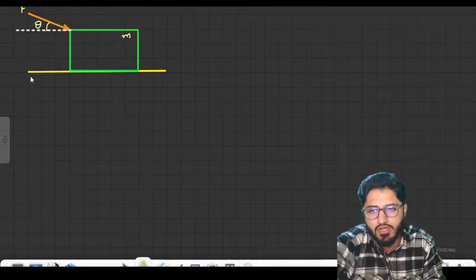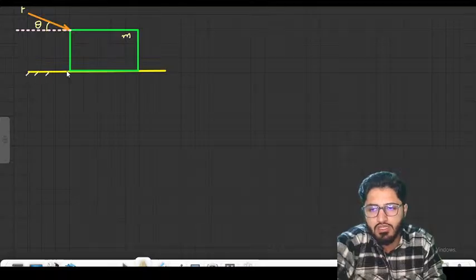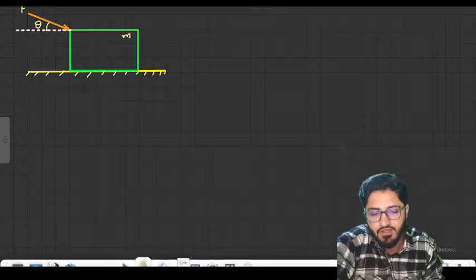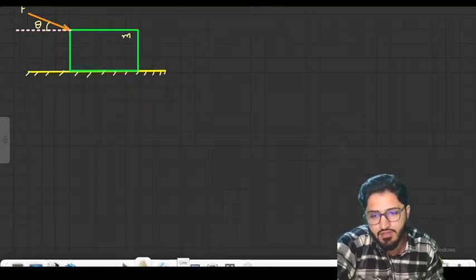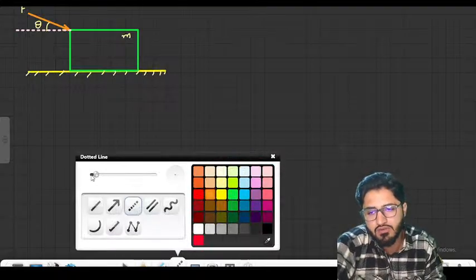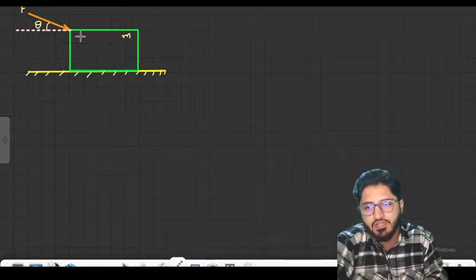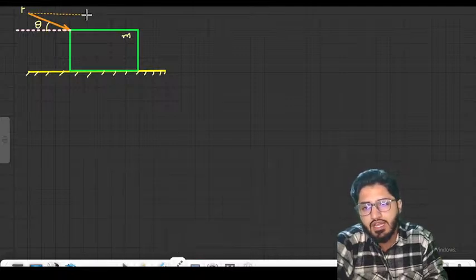To move this body, what is the force that we need? If you need the force, first of all, you need to rearrange everything. How will you arrange it? Look how you will rearrange it. I need to take it like this.